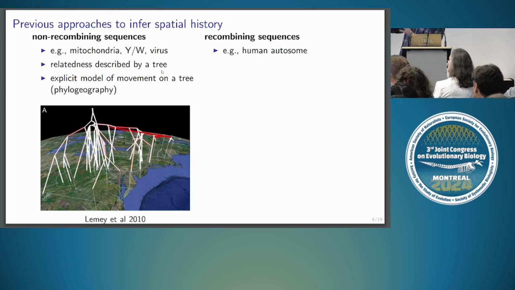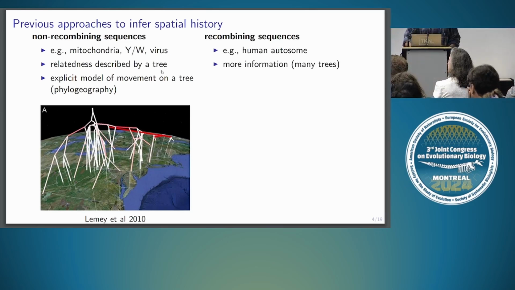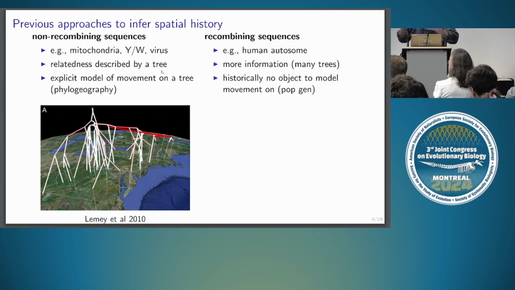The other realm is where we have recombining sequences. This is a human autosome, for example, or an Arabidopsis autosome. So here we have more information. There are many trees that describe the relatedness of the individuals. But historically, there's been no real good object to model movement on. So this is the realm of population genetics, where we have summary statistics that we look at to infer something about the spatial history, but it's not done in the explicit way that phylogeography is.